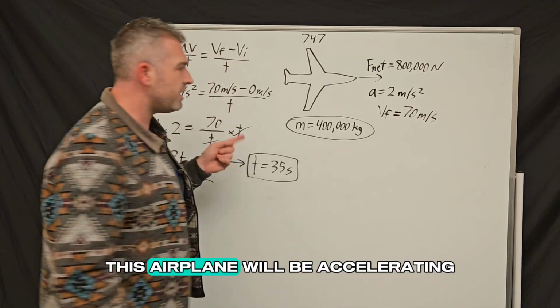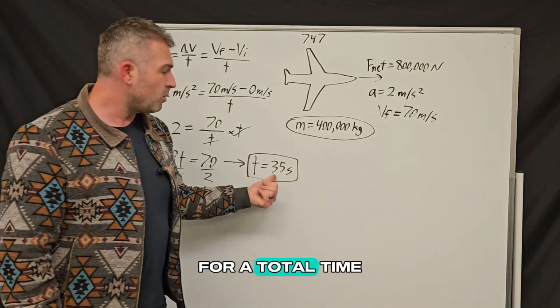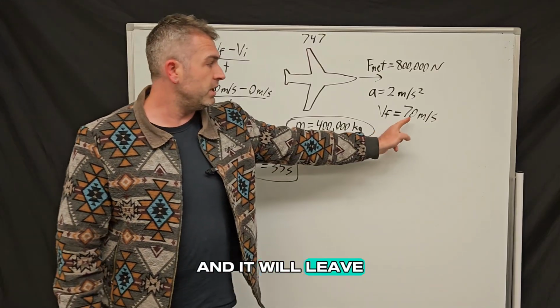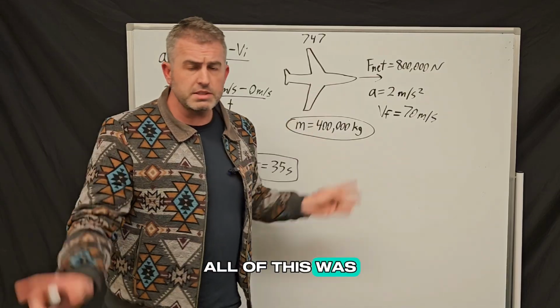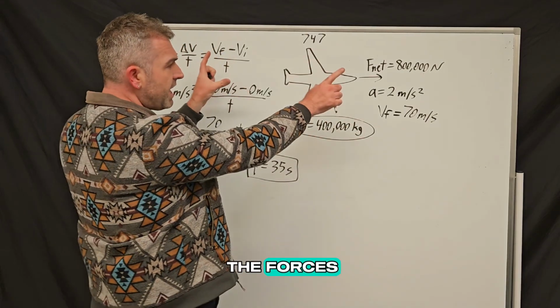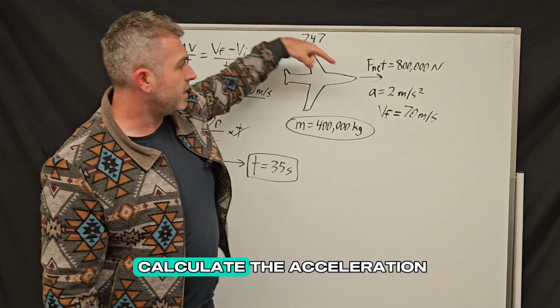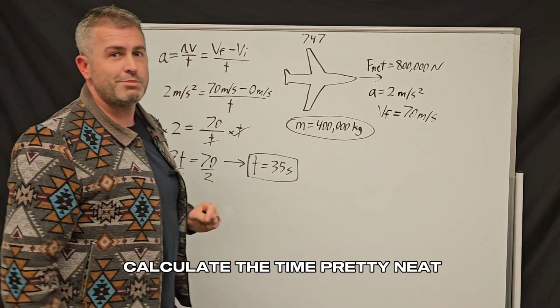So that means this airplane will be accelerating at a rate of 2 meters per second squared for a total time of 35 seconds by the time it reaches the end of the runway, and it will leave the runway at a velocity of 70 meters per second. All of this was done just by knowing the forces acting on this object, calculating the net force, which enabled us to calculate the acceleration, which enabled us to calculate the time. Pretty neat.